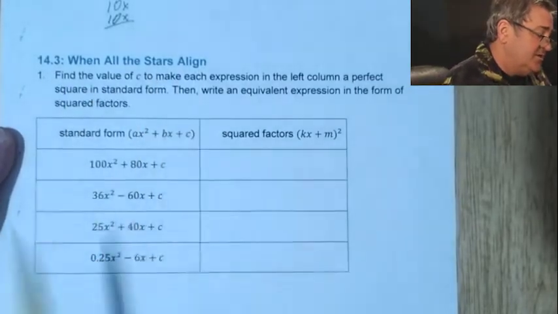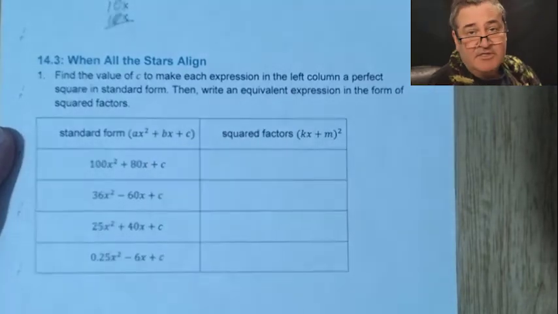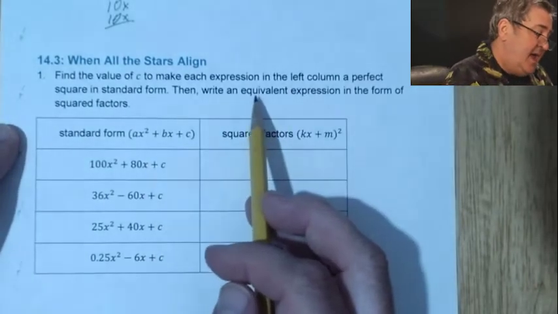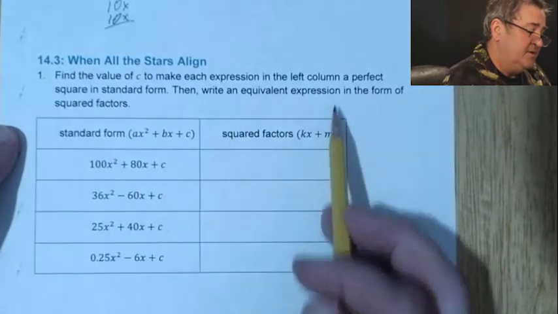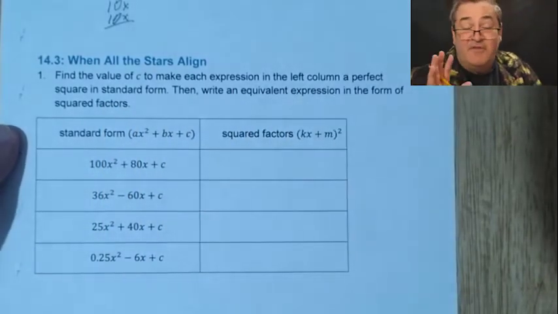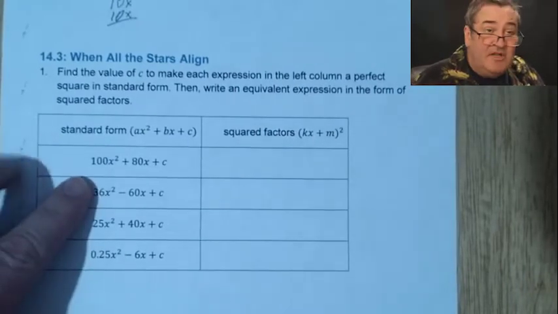All right, when all the stars align. So find the value of C. We've got to find that constant term in each one of these, and make that a perfect square in standard form, and then write the equivalent of the squared factors. So we've got to finish the trinomial and then write the binomial that'll be squared. We have enough information to do that.